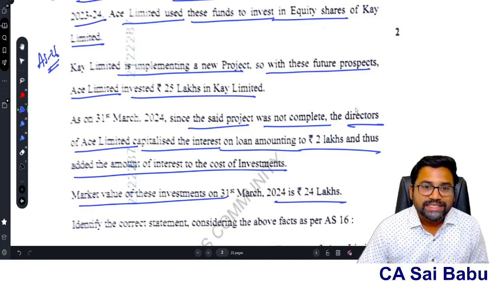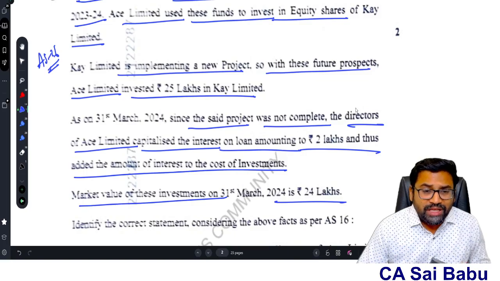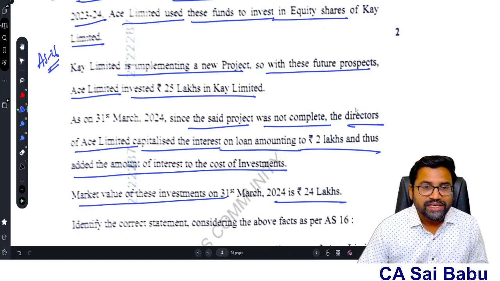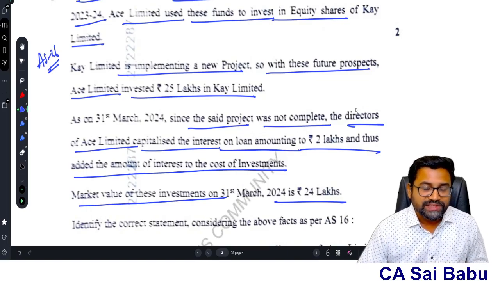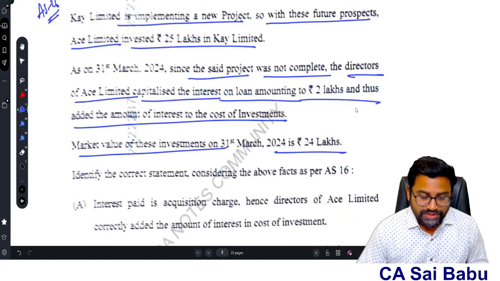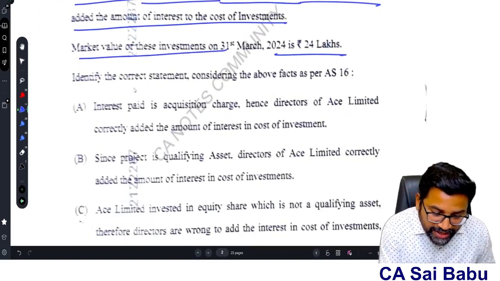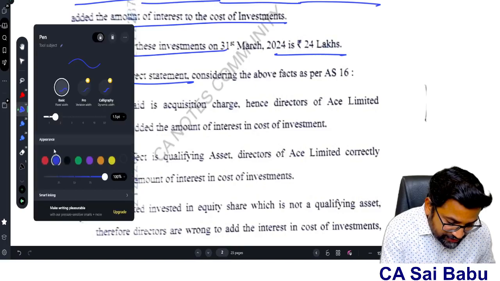According to AS 16, borrowing cost, interest will be added to the qualifying asset only if it is directly related to the acquisition, construction, or production of a qualifying asset. Here investment in equity shares is not a qualifying asset, therefore they cannot do this. So what are they asking? Identify the correct answer. Okay, let us identify the correct answer here.